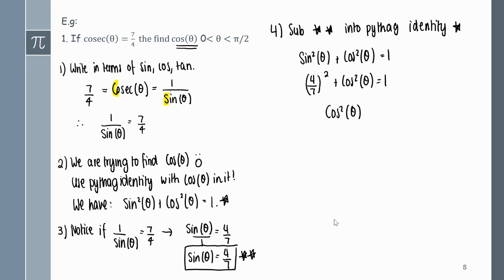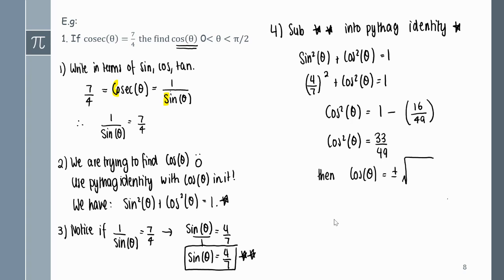Now rearrange for cos squared theta. Move all the other numbers to the other side. And I'll get that cos squared theta is equal to 33 over 49. We are looking for cos theta, not cos squared theta. So we've got to take the square root of the right-hand side, and recall that this could be positive or negative. So if I change the denominator, that could just be written as the square root of 33 over 7.